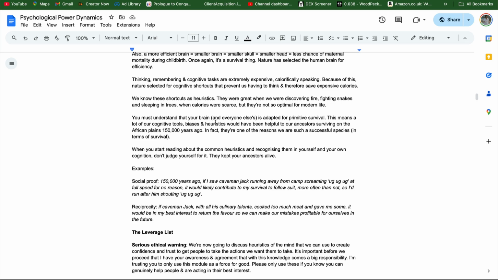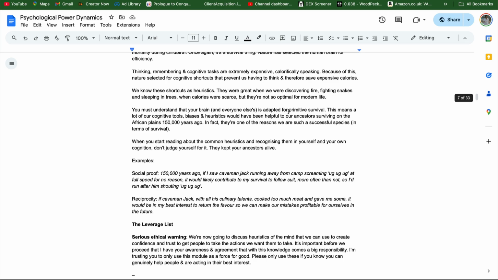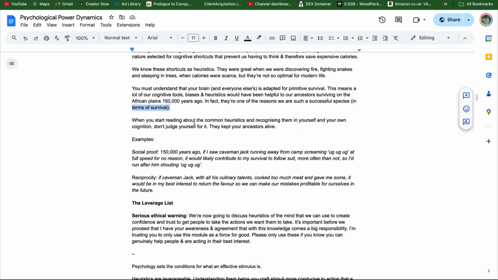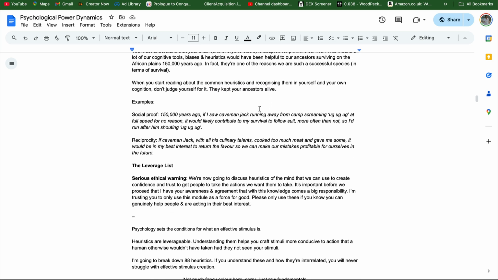You must understand that your brain and everyone else's is adapted for primitive survival. This means a lot of our cognitive tools, biases, and heuristics would have been helpful to our ancestors surviving on the African plains 150,000 years ago. In fact, they're one of the reasons we are such a successful species in terms of survival. So when you start reading about the common heuristics and recognizing them in yourself and your own cognition, don't judge yourself for it. They kept your ancestors alive, and you would not be here without them.